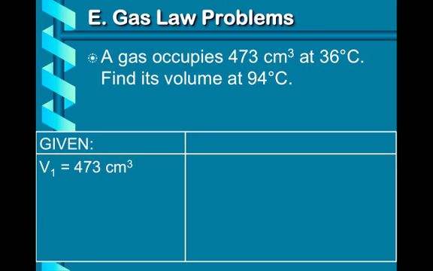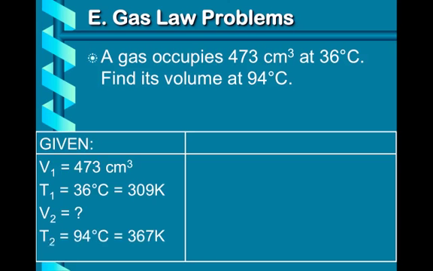Our initial temperature measurement is 36 degrees Celsius, which we know we must convert to Kelvin. Our final volume is what we're looking for, and our final temperature is 94 degrees Celsius, which we know we must convert into Kelvin. Just a quick reminder on how to convert to Kelvin: we simply add 273 to the Celsius measurement. Since we're dealing with volume and temperature, we know that we're working with Charles' law. Charles says that as temperature increases, volume also increases.